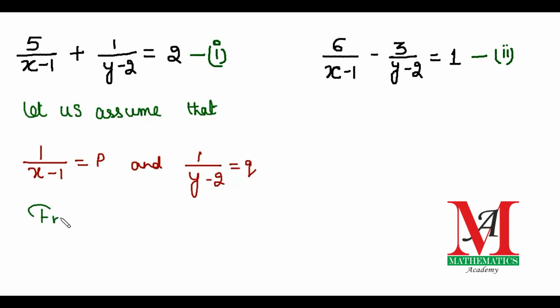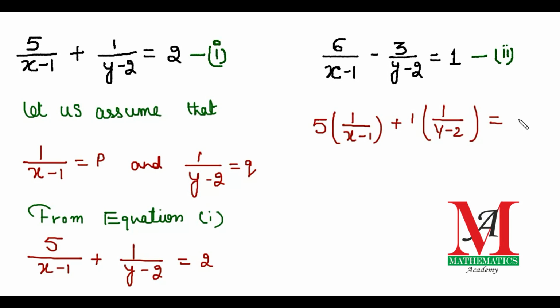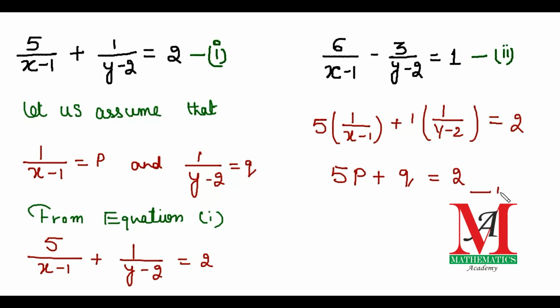First of all, let us write the first equation. Equation 1 is 5 upon x minus 1 plus 1 upon y minus 2 is equal to 2. On rearranging the equation, we get 5 bracket 1 upon x minus 1 plus 1 bracket 1 upon y minus 2 is equal to 2. Now putting our assumptions in the given equation, we get 5p plus q is equal to 2. Let it be equation number 3.